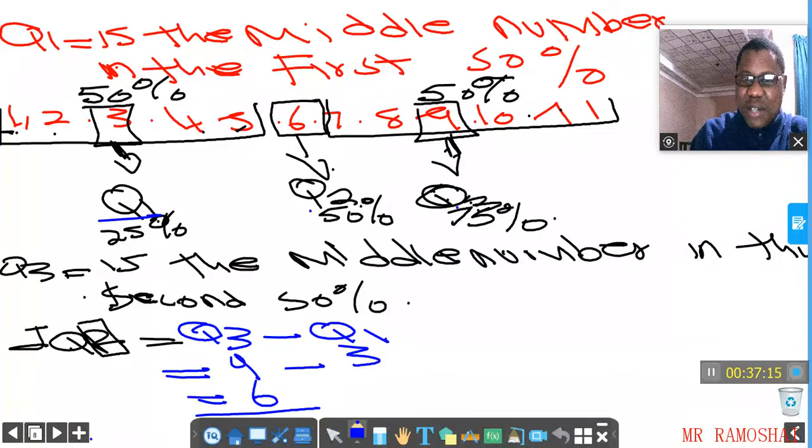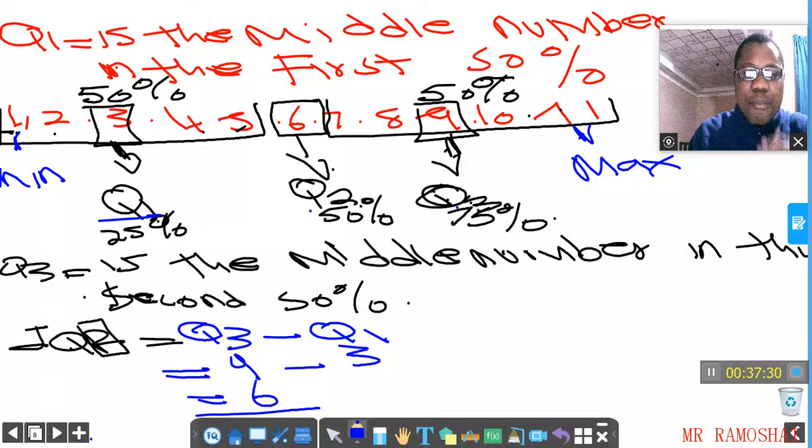So let's go back to the previous one. This is what I wanted to touch. If you look at this, what is your highest number? It is 11. That means 11 is representing our maximum number. Then if you check now, what is the lowest number? It is 1. That means 1 is our minimum number.